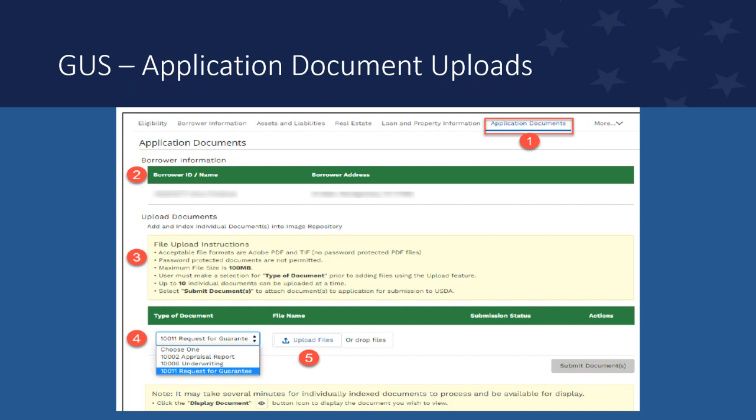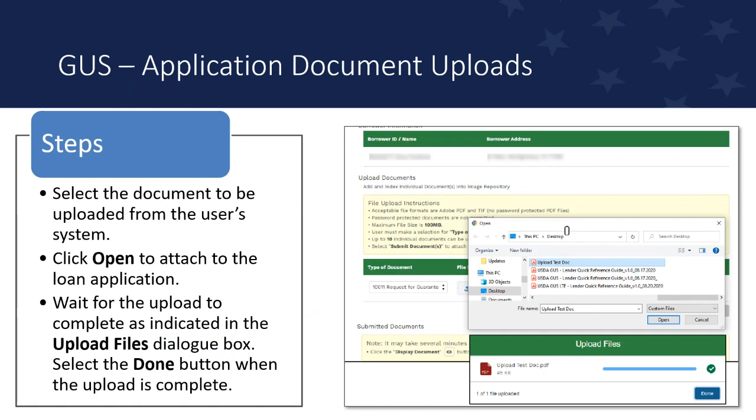Some tips when uploading files into GUS: acceptable file formats are Adobe PDF that are not password protected and TIFF files. Password protected documents are not permitted. Maximum file size is 100 megabytes. User must make a selection for type of document prior to adding files using the upload feature. Up to 10 individual documents can be uploaded at a time. And then you select the submit documents to attach the documents to the application for submission to USDA.